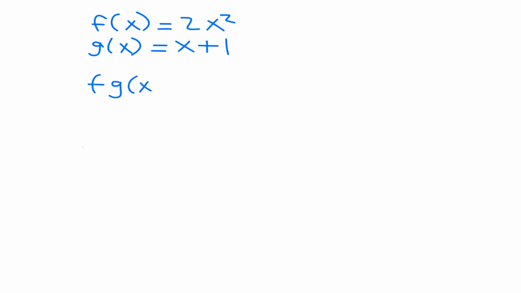So the first thing I'm going to do is just write out my two functions, which are 2x squared and x plus 1. The next thing I need to do is I'm going to use my own rule, which is I'm going to put the brackets around the g of x, which makes it clear we're going to be evaluating the function f of x with the input g of x.